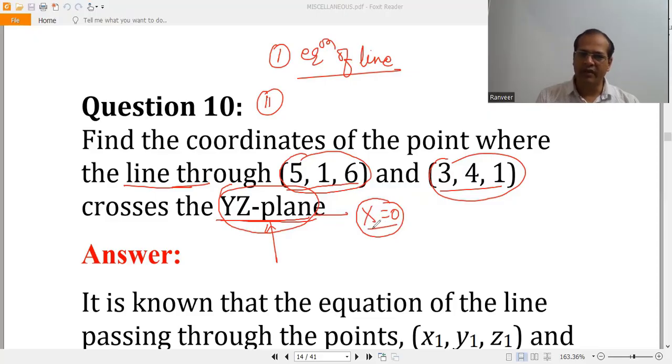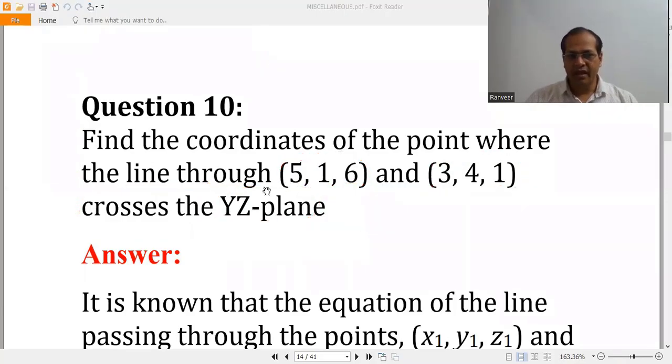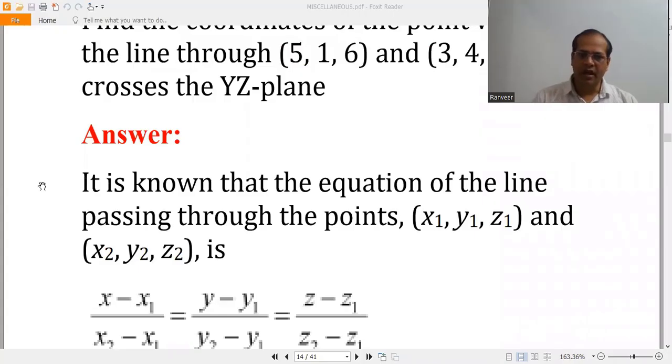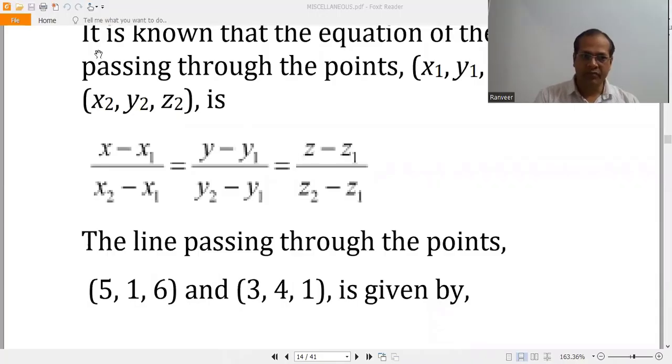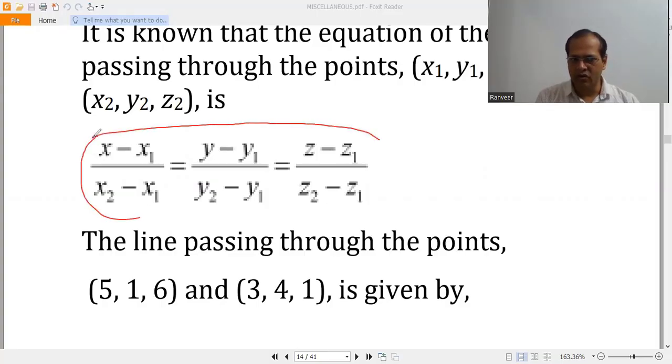And the third step: whatever value we get for the constant, substitute it in the three coordinates. This is a three-step problem, and this type of problem is very, very important. Now we know the equation of the line passing through the points (x1, y1, z1) and (x2, y2, z2) is (x − x1)/(x2 − x1) = (y − y1)/(y2 − y1) = (z − z1)/(z2 − z1). This is the required equation of the line passing through two points.